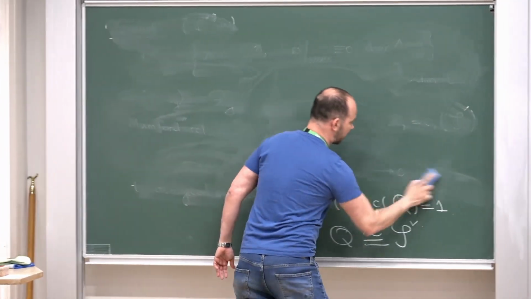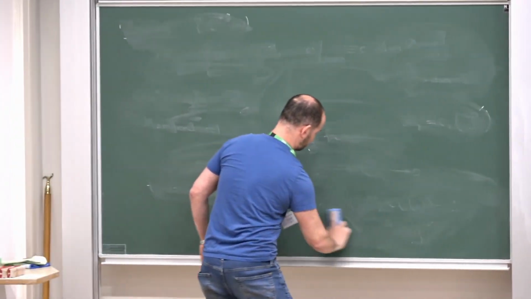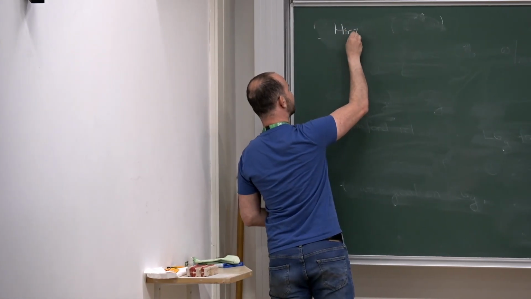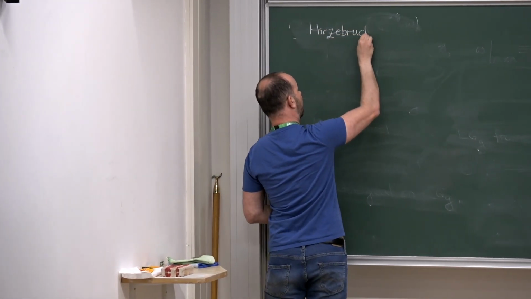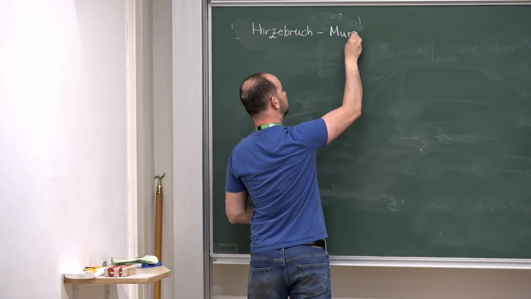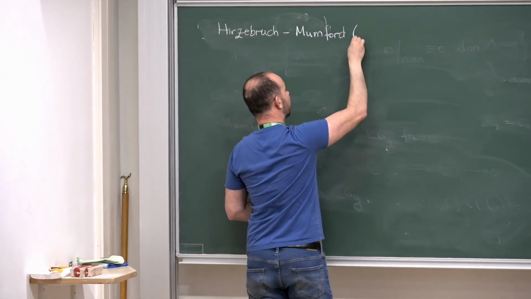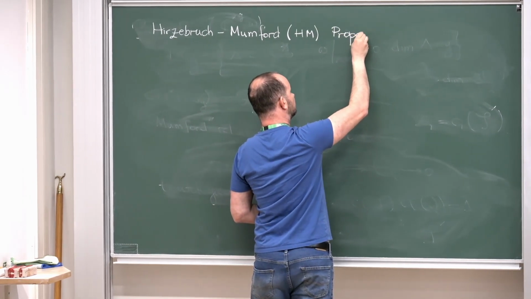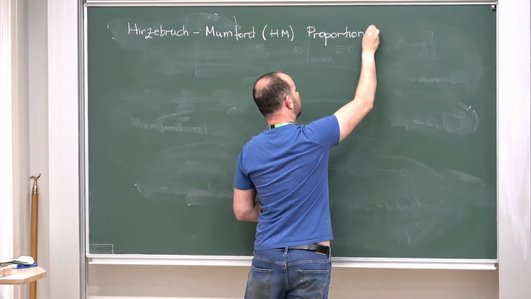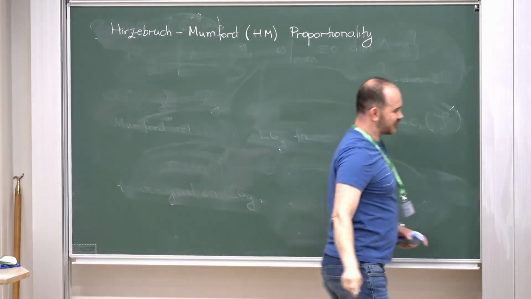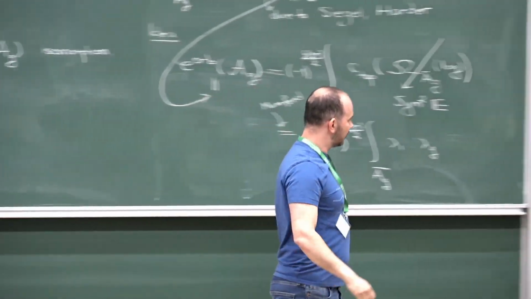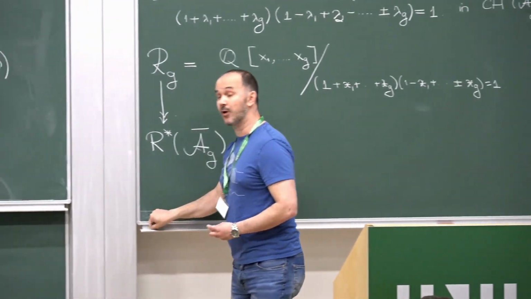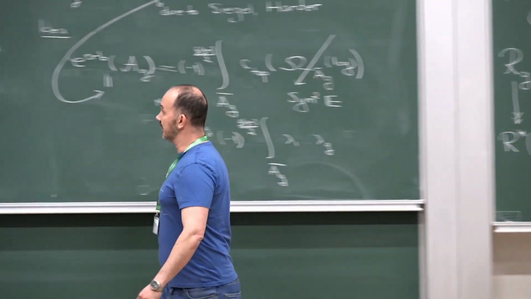All right, so let me now state a more general result. This is called the Hirzebruch-Mumford proportionality, which we'll abbreviate HM. It is a much more general result, but in the case of AG, it takes a very nice and simple form, and it's also very easy to prove in our case.